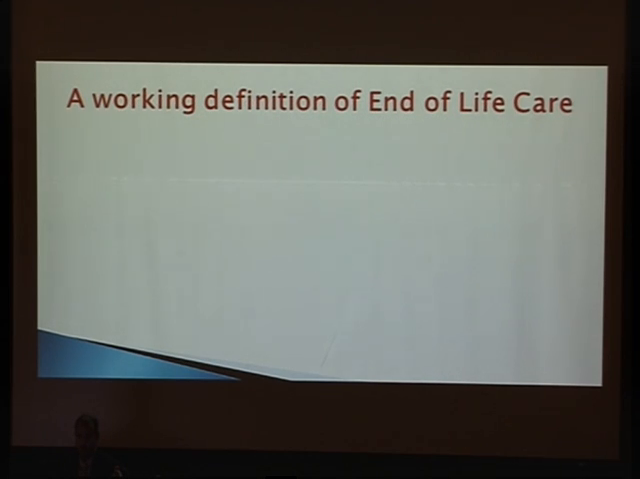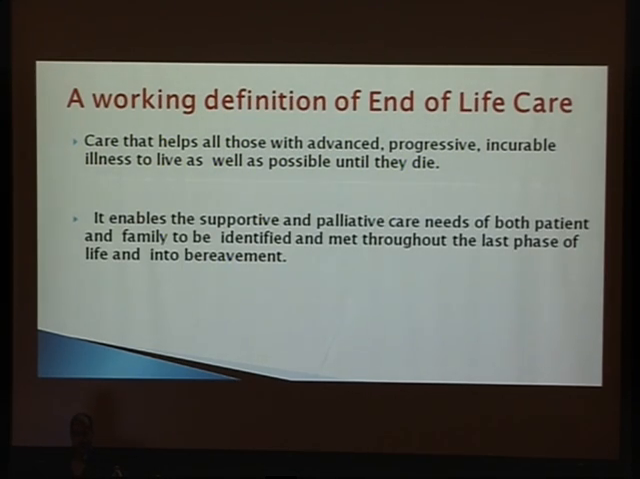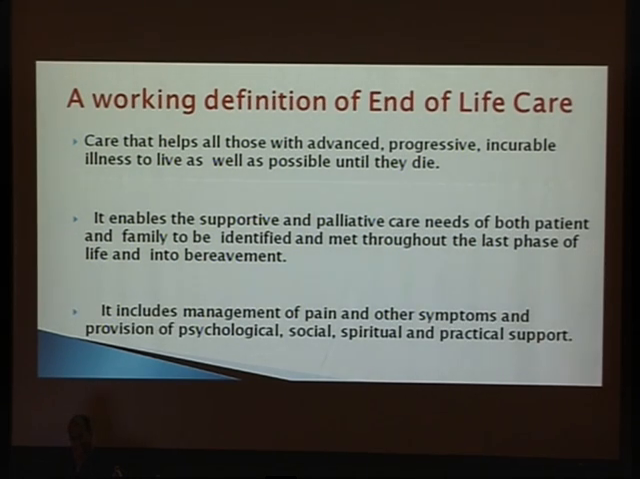The working definition of end-of-life care states that it is care that helps all those with advanced, progressive, incurable illness to live as well as possible until they die. This enables the supportive and palliative care needs of both patients and their families to be identified and met throughout the last phase of life and into bereavement. It also includes management of pain and other symptoms and the provision of psychological, social, spiritual and practical support.